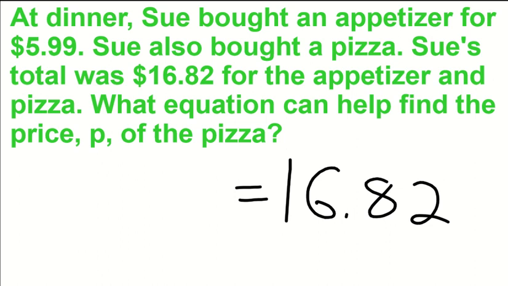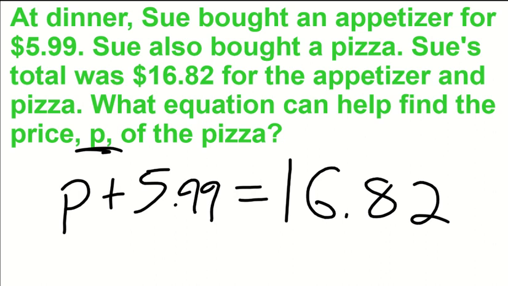Anybody think they got it? Kyle? P equals 10.82. It's not asking for the price of the pizza. It's asking for an equation. X plus 5.99. That'll work. We want to use P though, since it said to use P. Gave us the variable there. So the pizza plus appetizer. Okay? Kyle was right. 10.83 for the pizza, but it was asking for the equation, so we need that equation, okay?